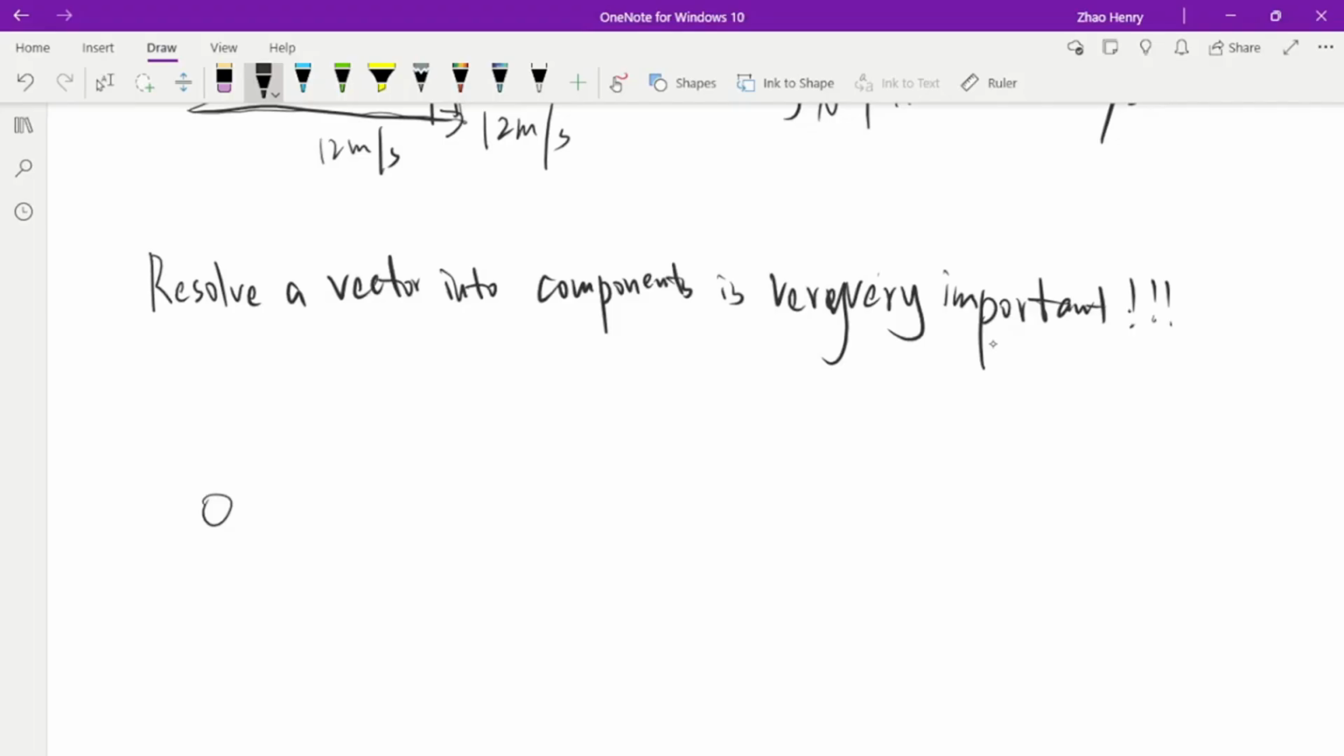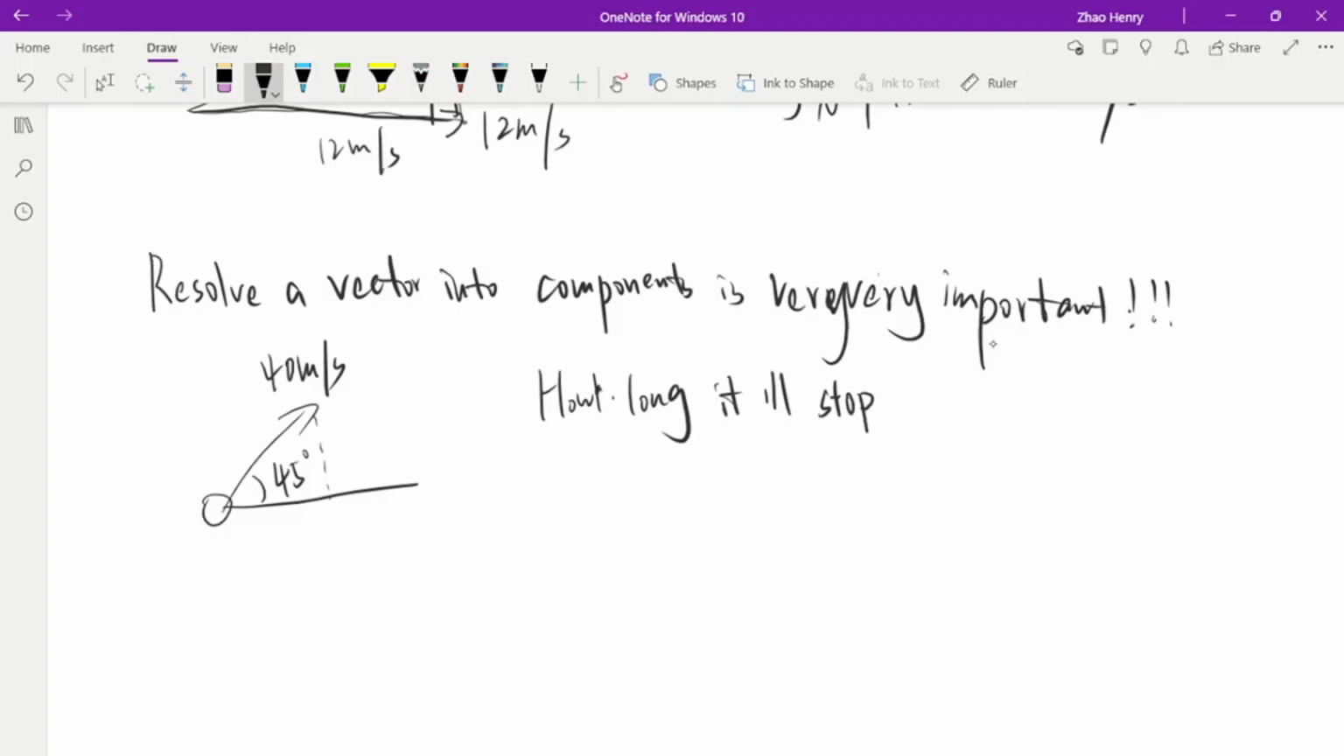All right, another ball is being kicked. Right after it got kicked, it has an initial speed of, let's say, 40 meters per second with an angle of 45 degrees above the ground. It's asking you how long it will take to come to a stop vertically.